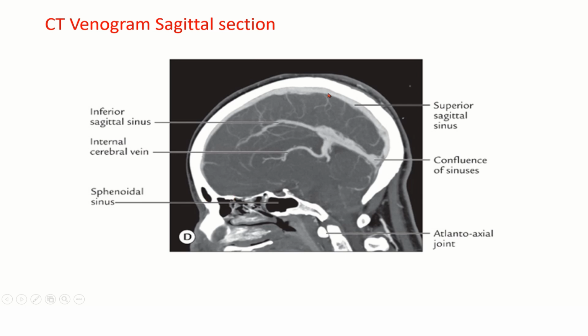So here you can see a CT venogram, sagittal section. You can see the superior sagittal sinus, confluence of sinuses. You can see the inferior sagittal sinus, internal cerebral vein. You can also see the sphenoidal air sinus.